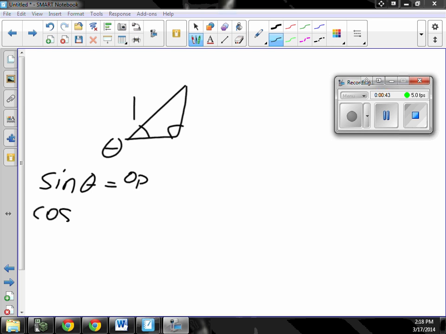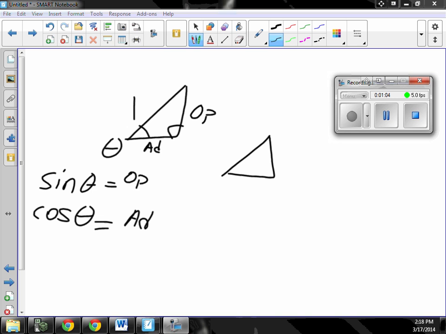Well, is the same true of the cosine? Adjacent over hypotenuse. If the hypotenuse is 1, then the cosine is just this length here. And the sine is just that length here.